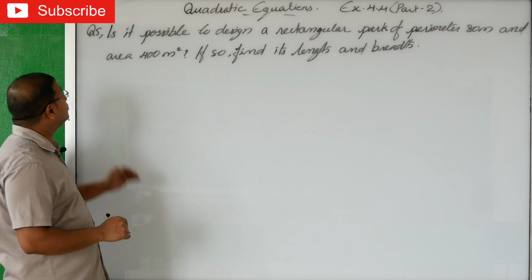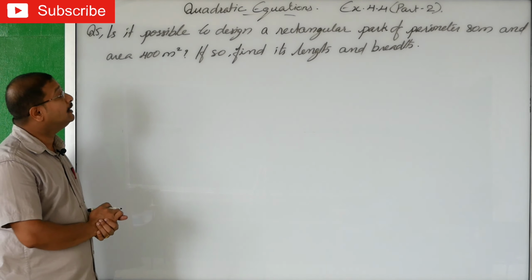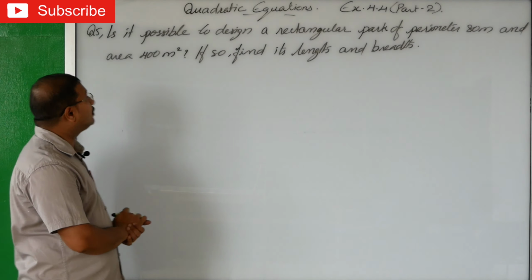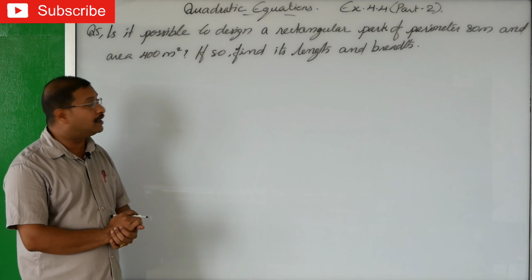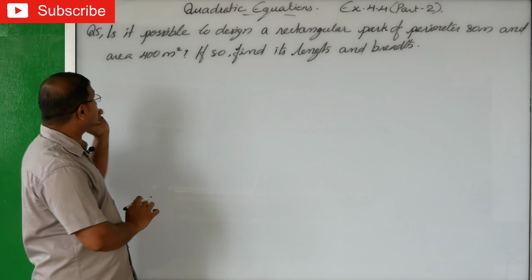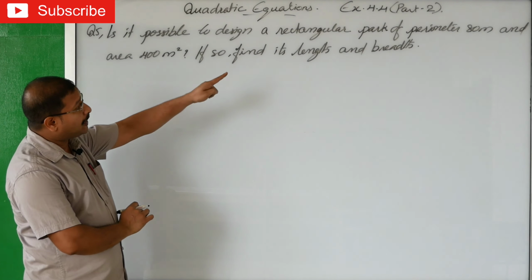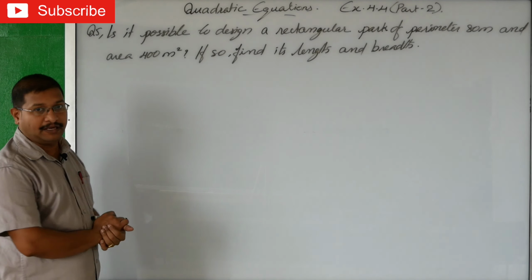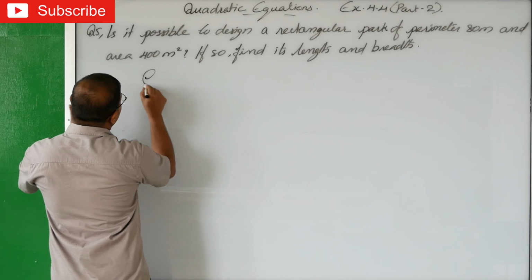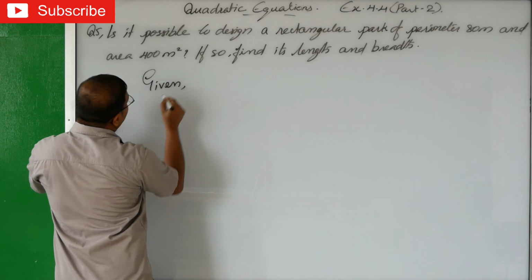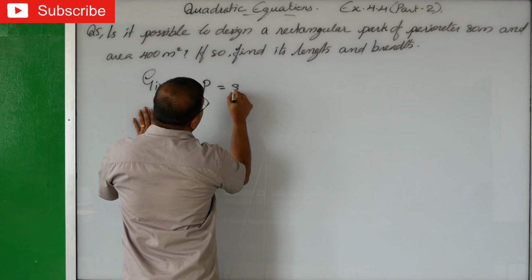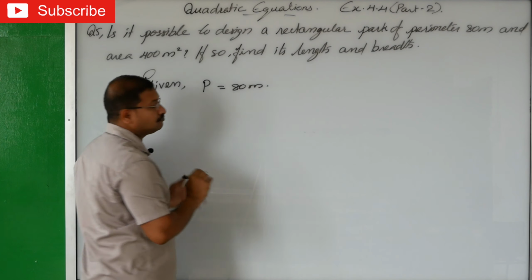Question number 5. Is it possible to design a rectangular park of perimeter 80 meter and area 400 meter square? If so, find its length and breadth. So, the condition is given. The rectangular park of perimeter 80 meter, isn't it? We don't know the length and breadth, but what is given? Perimeter equals 80 meter.